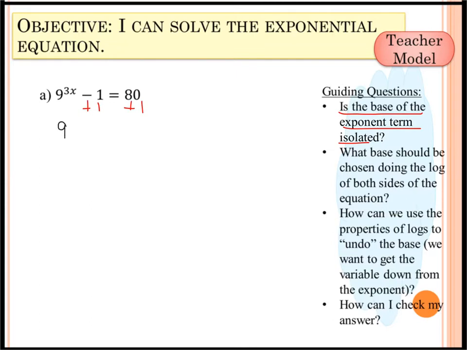Simplifying, that's going to give us 9 to the 3x power equals 81. Now the trick is we really need that x out of the exponent. We know a few things about logs, and I noticed that my base is 9. One property that I know is if I do log base 9 on it, I basically just get my exponent. You can think of this in a couple different ways.